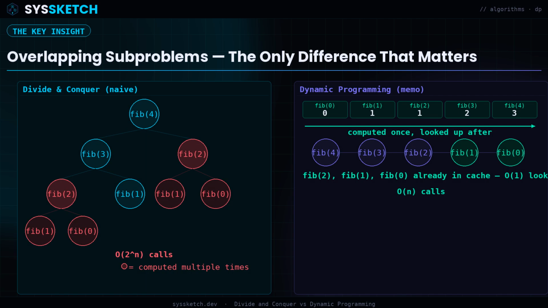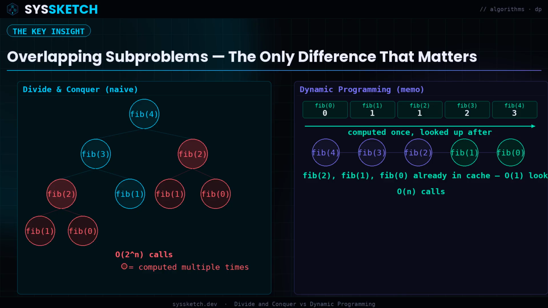Draw the recursion tree for fib of 4 using naive recursion. The root node calls fib of 3 and fib of 2. Fib of 3 calls fib of 2 and fib of 1. Fib of 2 now appears in 3 separate branches of the same tree. Fib of 1 appears in 2 places. Every node highlighted in red is a subproblem being fully recomputed from scratch, throwing away work that was already done.